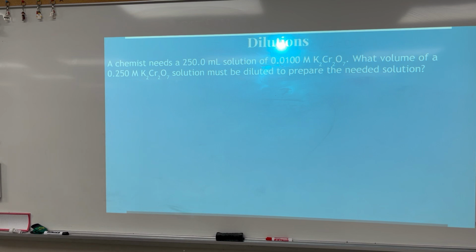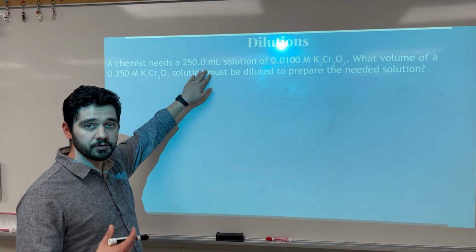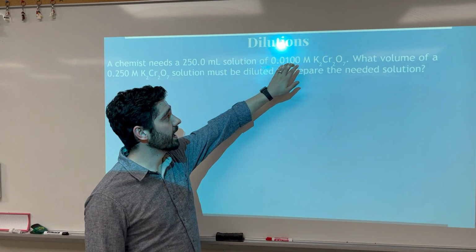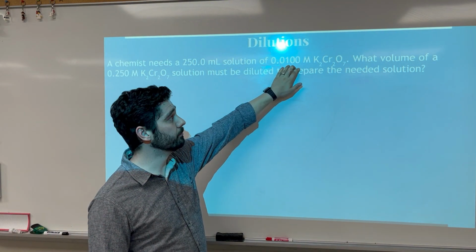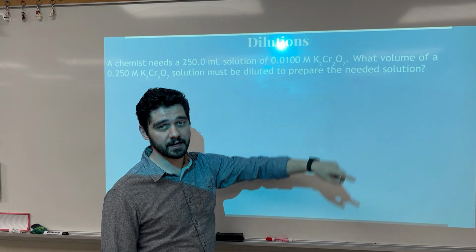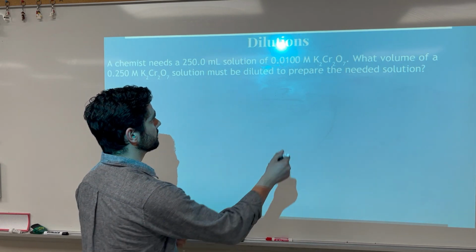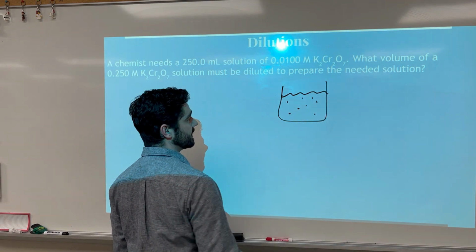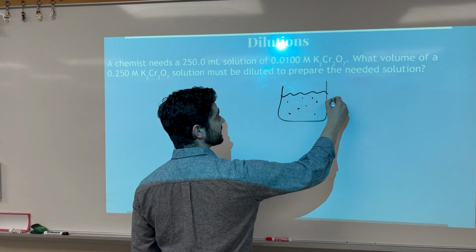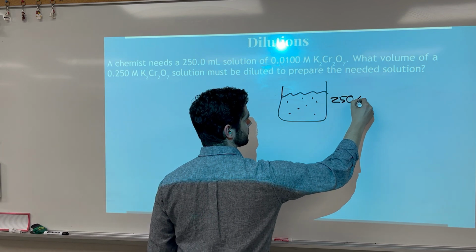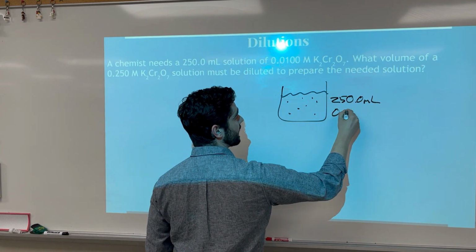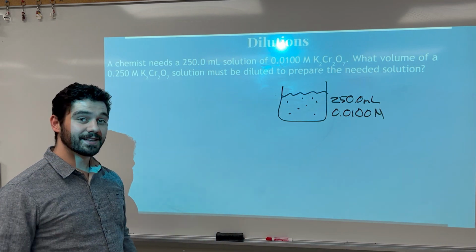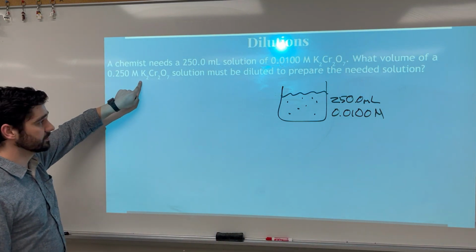Okay, so let's say we want to produce a 250 milliliter solution that has a concentration of 0.01 molar potassium dichromate. Okay, so I want to make a solution, potassium dichromate. I want it to have this volume. I want it to have this concentration. Okay, but in my storage closet, I have this.